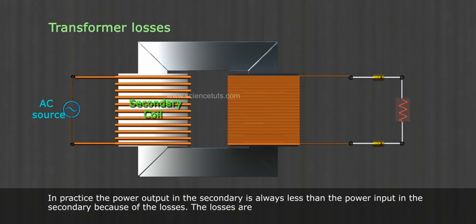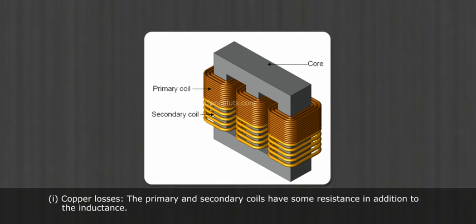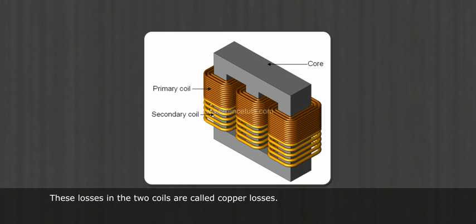Transformer losses. In practice, the power output in the secondary is always less than the power input in the primary because of the losses. The losses are: 1. Copper losses. The primary and secondary coils have some resistance in addition to the inductance. When current flows through the primary and secondary coils, some power is lost in overcoming the resistance as heating effect. These losses in the two coils are called copper losses.